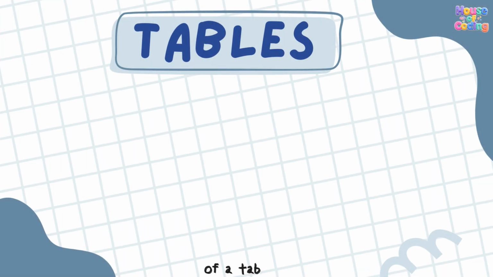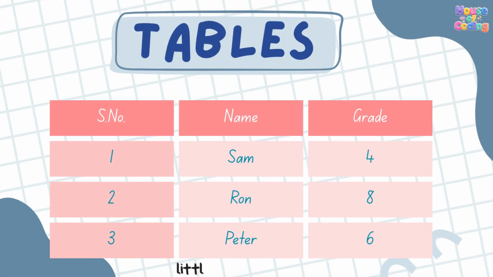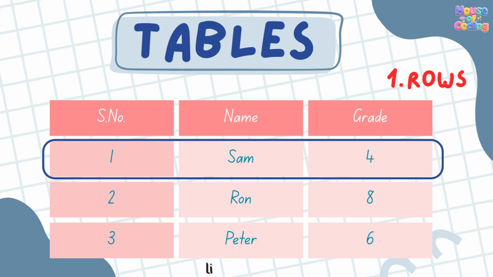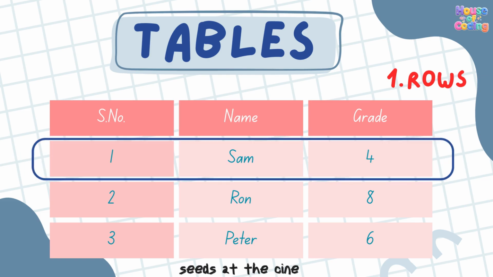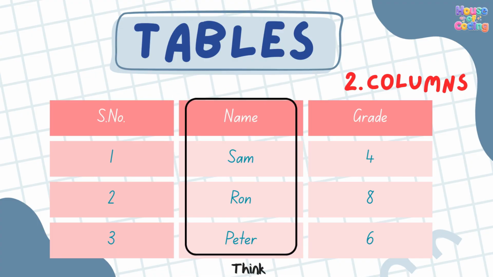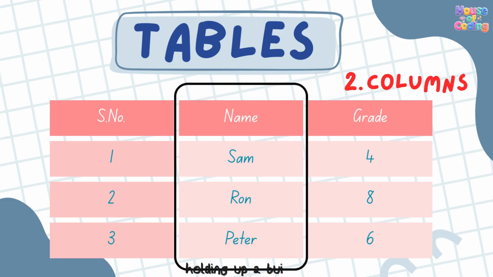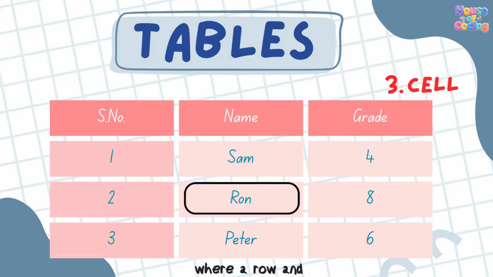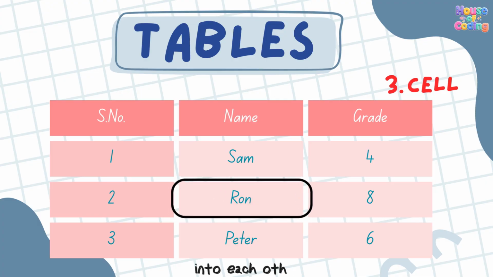Tables. Think of a table as a grid of neat little organizer boxes for your words and numbers. A table is made of three magic things. Rows. These go sideways from left to right, just like a row of seats at the cinema. Columns. These go straight up and down. Think of the tall pillars holding up a building. And a cell. A cell is just an individual box where a row and the column smash into each other.